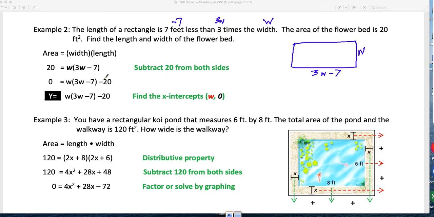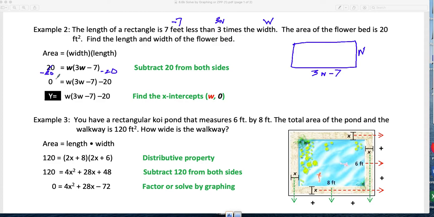I have to get everything on the same side, so I'm going to subtract that 20 from both sides. And those are gone. So now I have 0 is equal to W times 3W minus 7 minus 20. I could use the distributive property here, and I would get 3W squared minus 7W minus 20. But I don't need to do that. My calculator doesn't care what form this is in. My calculator is just fine that this looks like this.